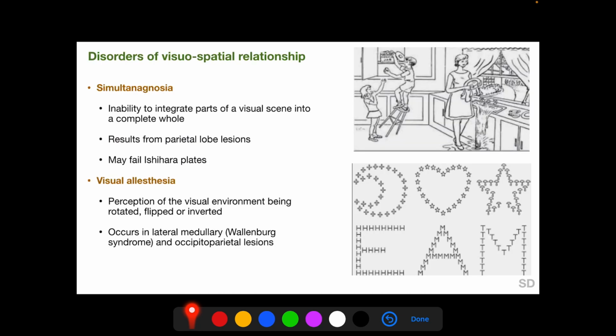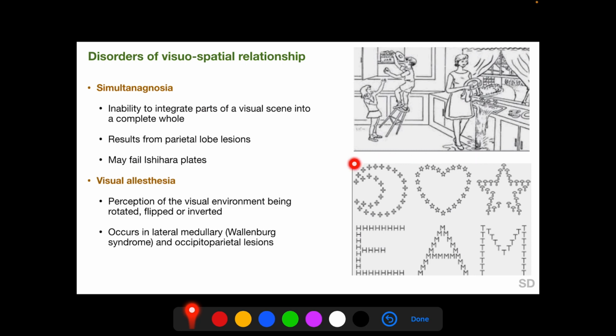Coming to disorders of visuospatial relationship, simultanagnosia is an inability to integrate parts of a visual scene into a complete whole. So these plates are commonly used to diagnose simultanagnosia, and the patient sees parts of the picture individually but cannot integrate the whole. So the patient may see the boy falling, the girl pointing upward, or the mother washing, but cannot integrate the entire picture.